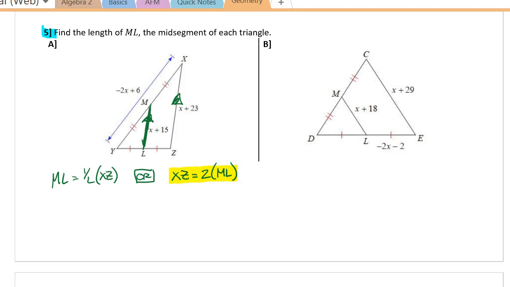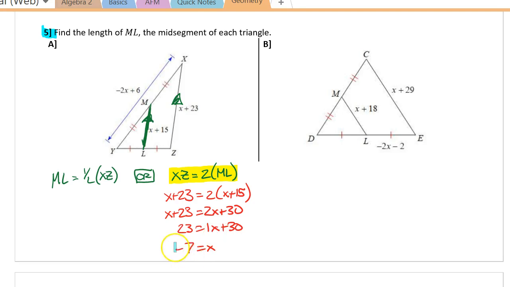So, that being said, XZ we're given as X plus 23, and ML we're given as X plus 15, so 2 times X plus 15. I now have one equation in one variable, which I can go ahead and solve. X plus 23 equals 2X plus 30. Subtract X from each side. 23 equals 1X plus 30. Subtract 30, and I get X is equal to negative 7.